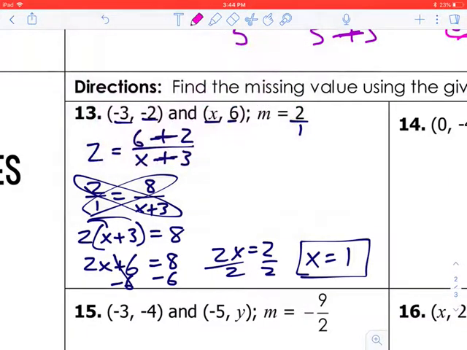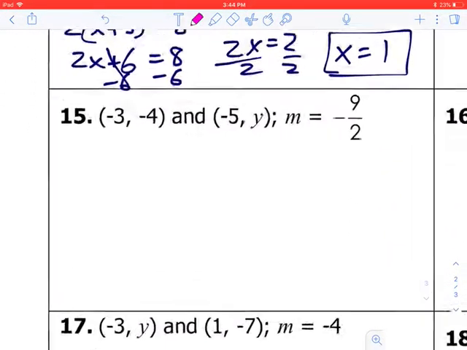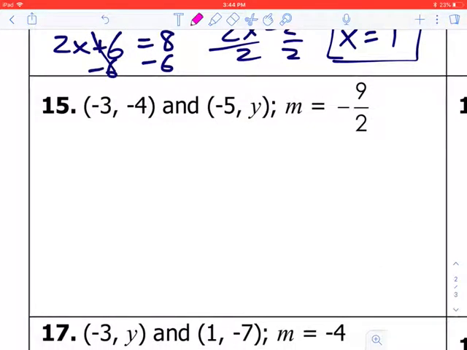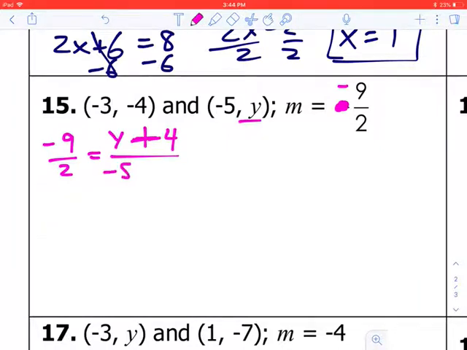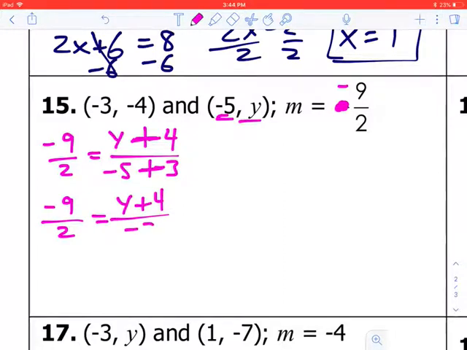Okay, so same thing on number 15. I usually put the negative with the top number just to keep it consistent. So I've got negative 9 over 2 equals y minus y, so y minus negative 4, which becomes plus 4, over negative 5 minus negative 3, which again becomes plus 3. So I've got negative 9 over 2 equals y plus 4 on top. Negative 5 plus 3 is negative 2 on bottom.